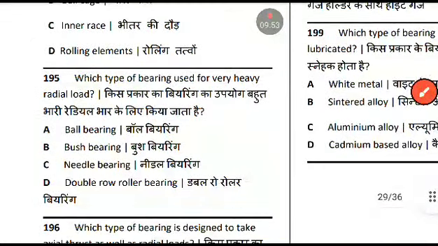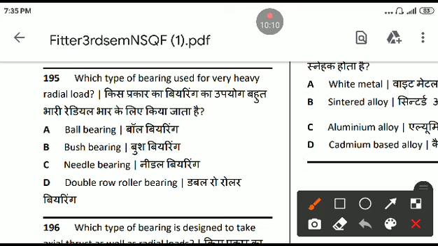Which type of bearing is used for a very heavy radial load? Option A, ball bearing. Option B, bush bearing. Option C, needle bearing. Option D, double row roller bearing. Double row roller bearing is the correct answer for this question. It is used for very heavy radial load.